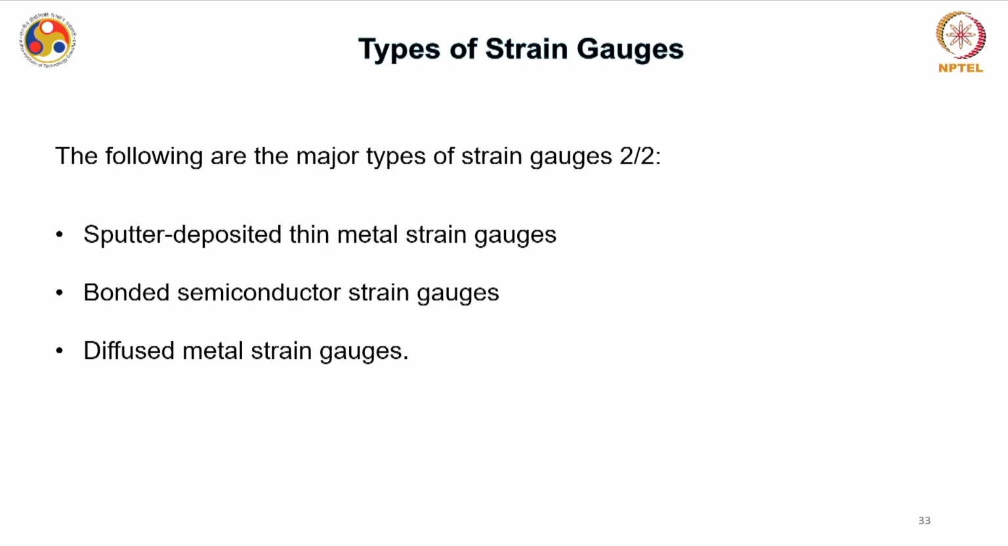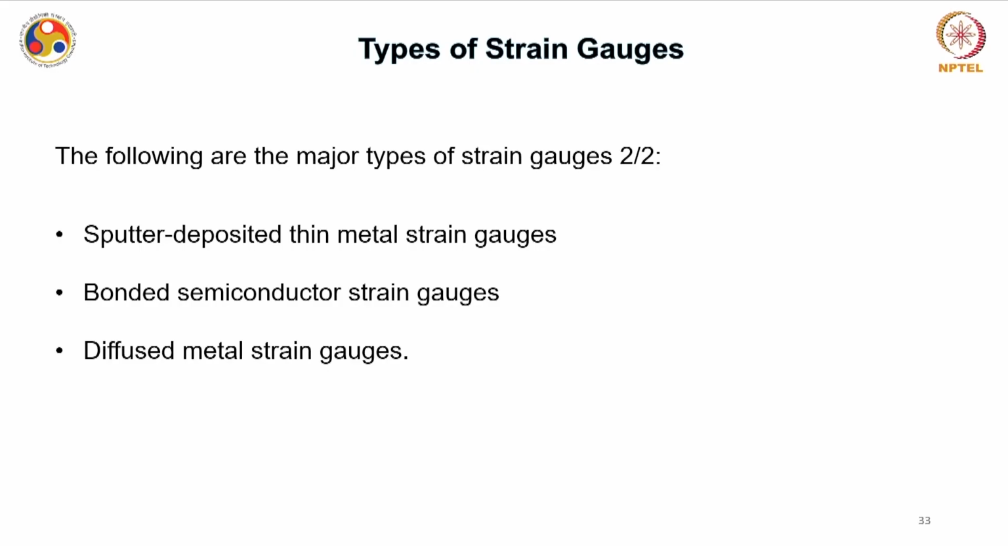Then we have bonded semiconductor strain gauges, because as I mentioned earlier, the Poisson's ratio and other properties of semiconductor materials are totally different from what we have just seen. So you have bonded semiconductor strain gauges, diffused metal strain gauges, and so on. You can have a larger number of varieties of strain gauges, but usually they fall somewhere in this particular list.